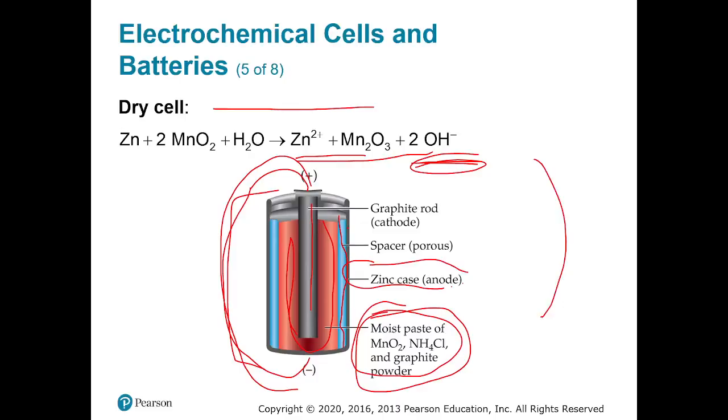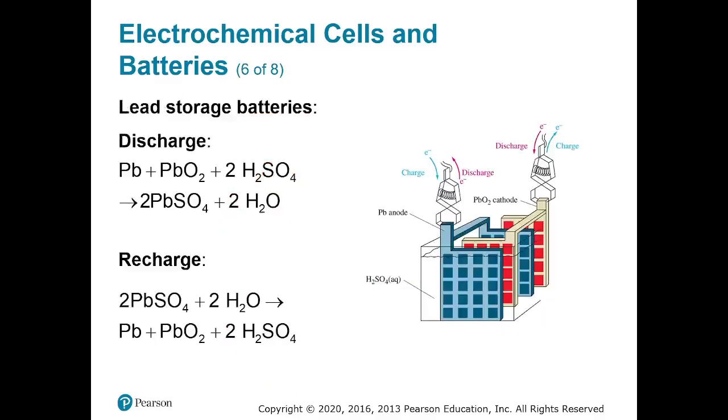And so that right there is what's typically called a dry cell. This is opposed to what's normally called a wet cell. The next one is actually a wet cell. So that's your alkaline batteries that you see at the grocery store, one of the most common batteries you see. This right here is your lead storage batteries. This is actually a wet cell.